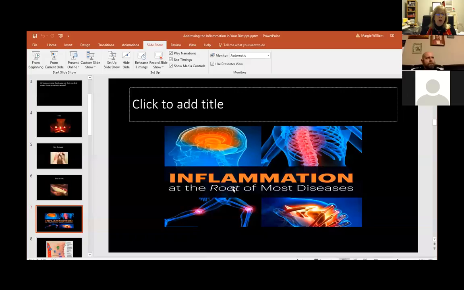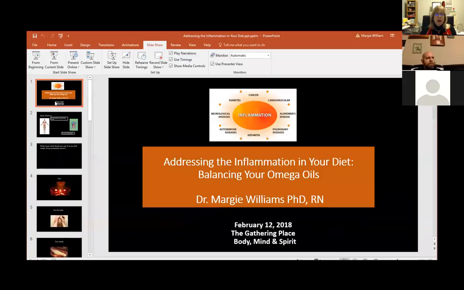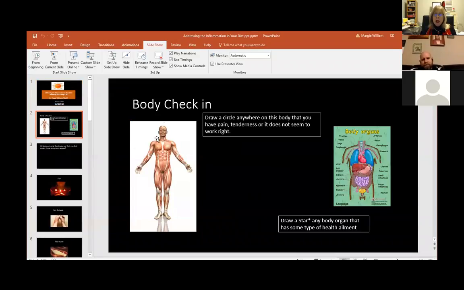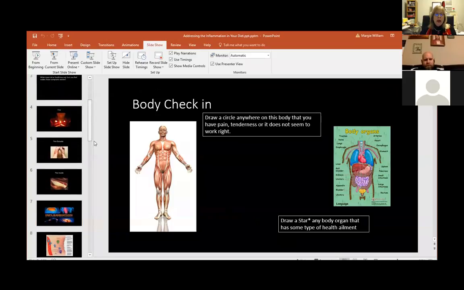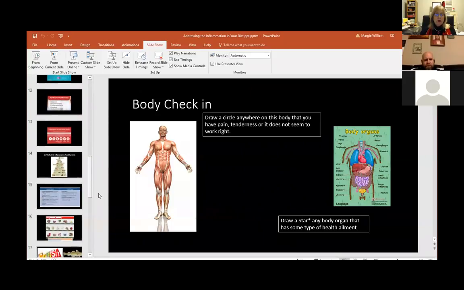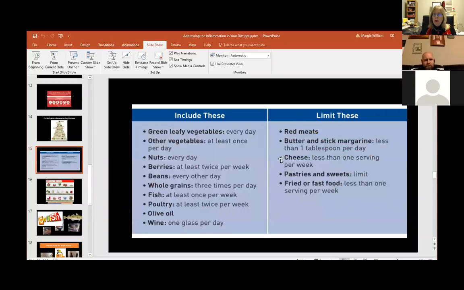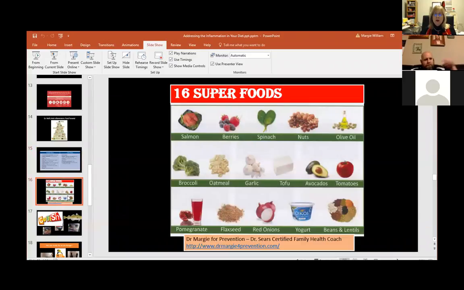So as we look at what you can do to take control of the inflammation in your body, what I would encourage you to do is get a kind of body check to see where you are. Think about, can we get rid of some of the foods that limit these here? And what can we do to include more of these? Here is a nice grocery shopping list. If you want to take a picture of this and save it on your cell phone and go grocery shopping with it, it'd be a great way to do it.